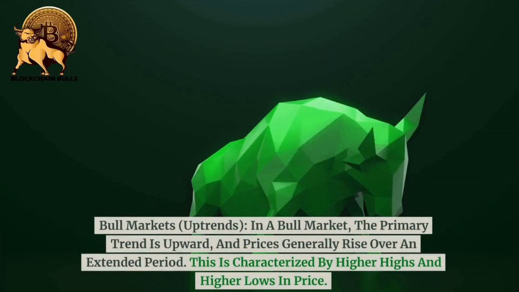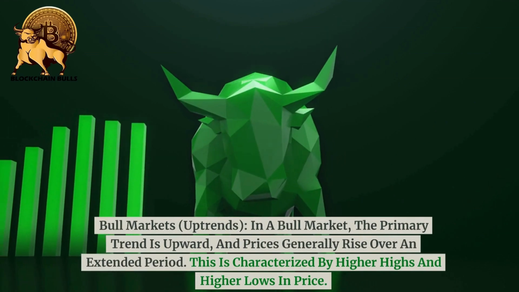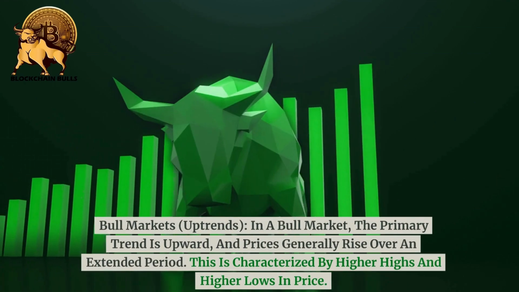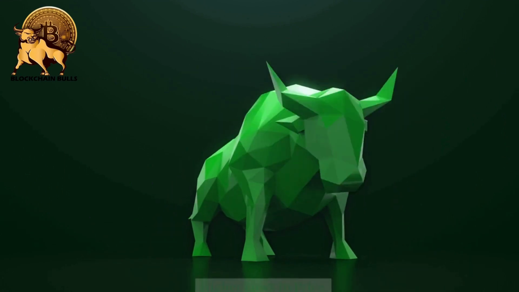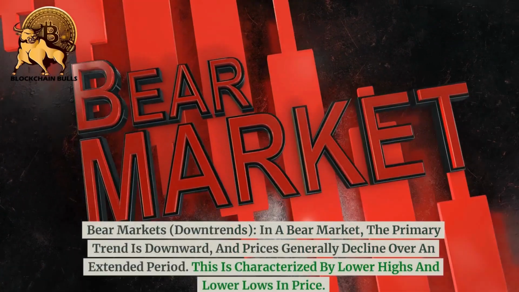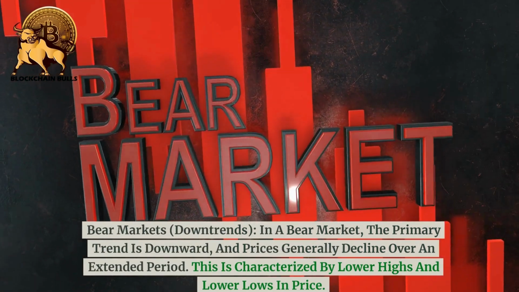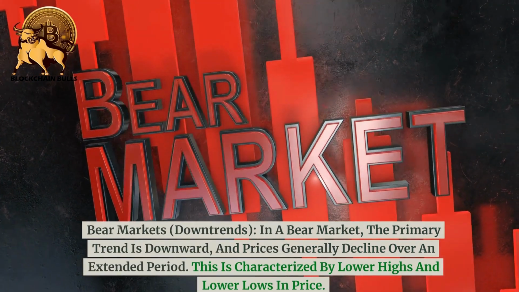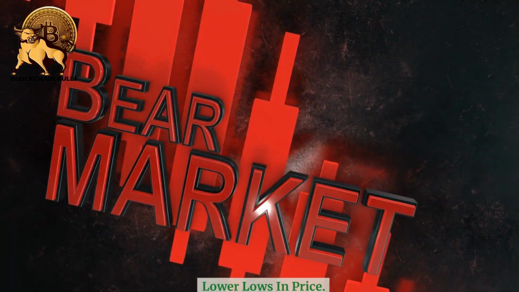Bull markets, uptrends. In a bull market, the primary trend is upward and prices generally rise over an extended period. This is characterized by higher highs and higher lows in price. Bear markets, downtrends. In a bear market, the primary trend is downward and prices generally decline over an extended period. This is characterized by lower highs and lower lows in price.